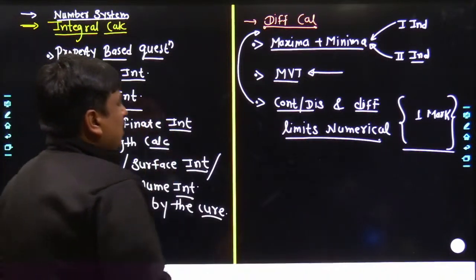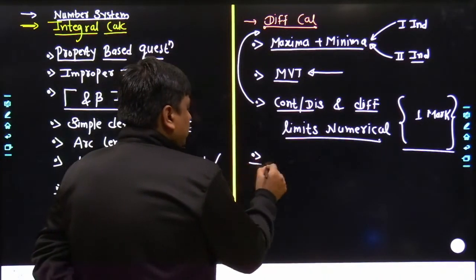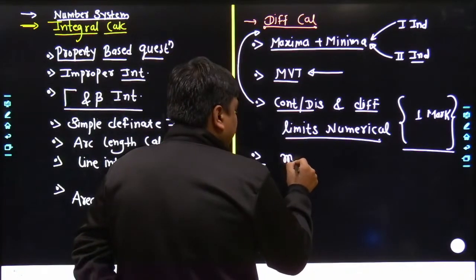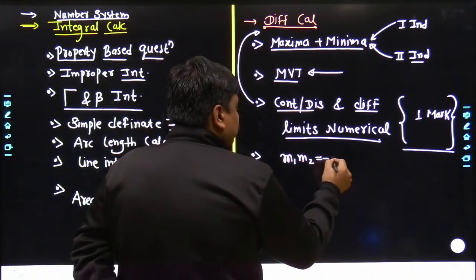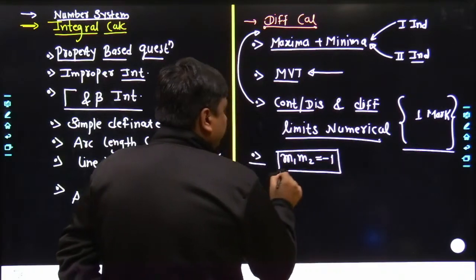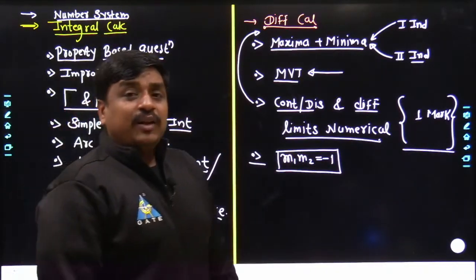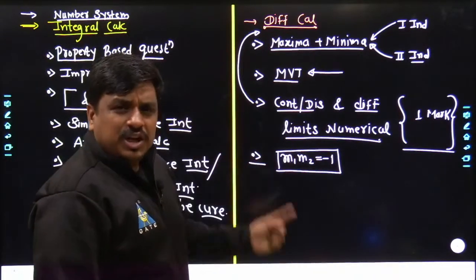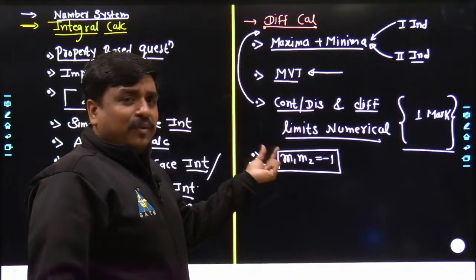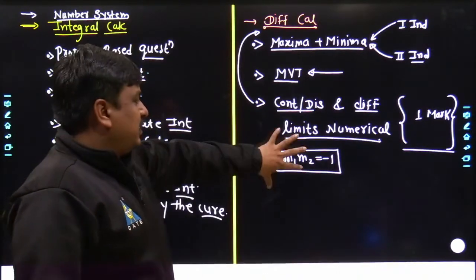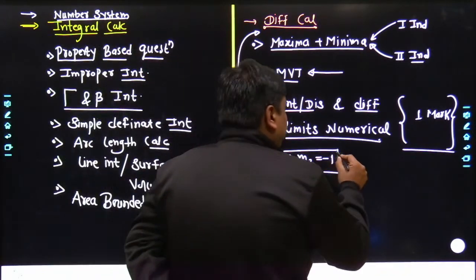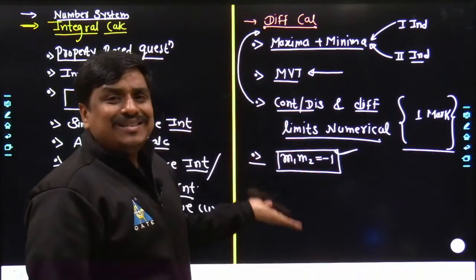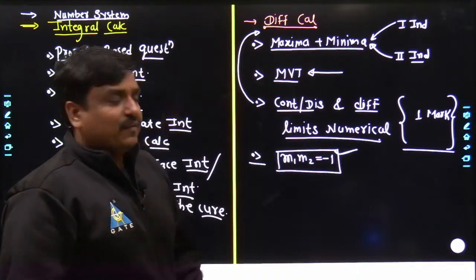Yes, and I have seen in the past few years one important trend has come. The problems have been coming from the concept of m1 into m2 equals minus 1. What does it mean? If you have two tangents or two straight lines, they would be perpendicular to each other provided the slope of the first line and the slope of the second line, their multiplication, equals minus 1. This year also the problem has come from this concept. And whenever we talk about tangent or slope, we are discussing the differential calculus alone.